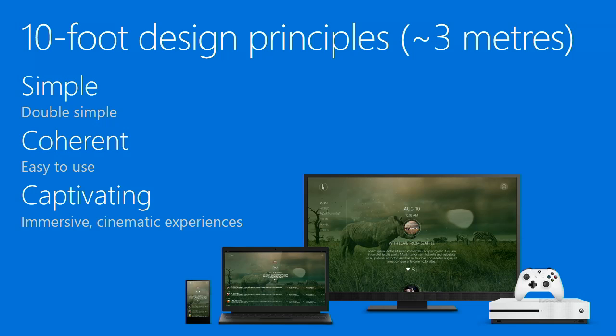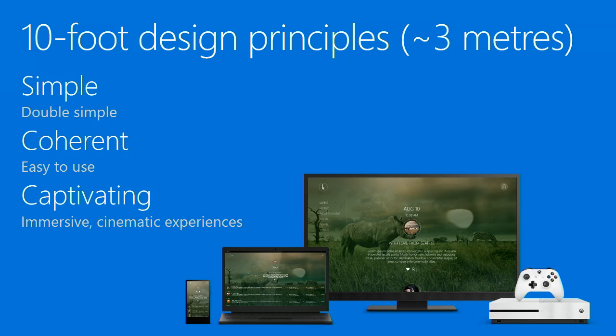And then you start off with simple. So that's double simple for Xbox. Think of it as less content density, so similar content density to a mobile device. I guess less is more in that kind of situation. And for Xbox, on the big screen, you're quite far away, so you want to make it obvious what's going on.